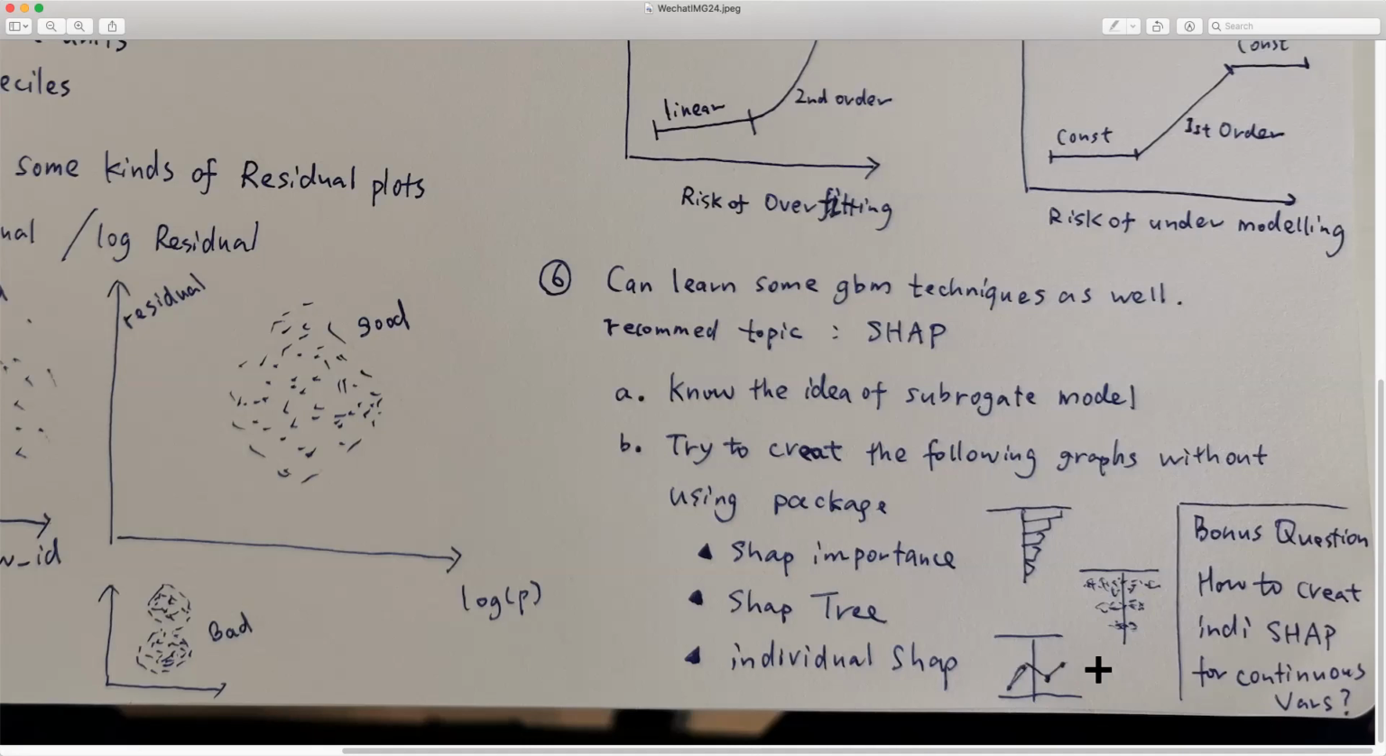But for example, for some insurers, you want to see the monotonic increasing trend, so the question is how to create an individual SHAP graph for a continuous variable. Okay, maybe let's have a look at the report.